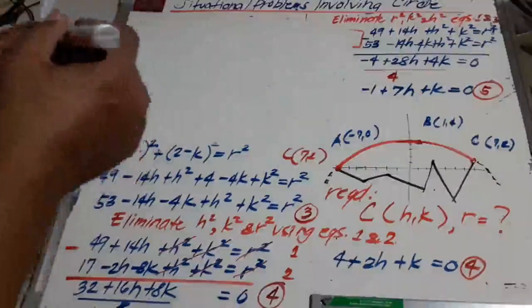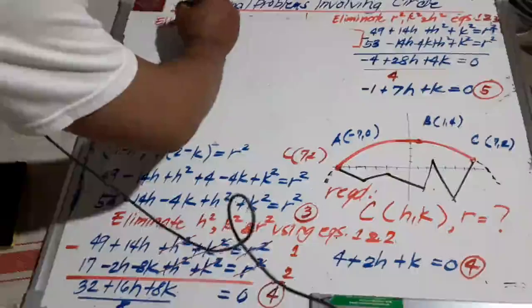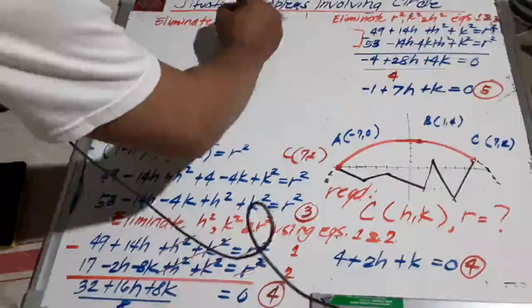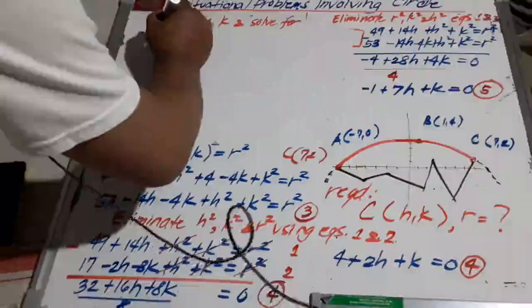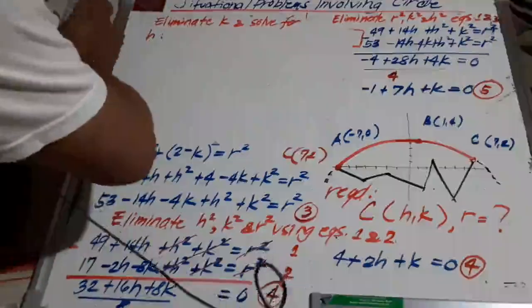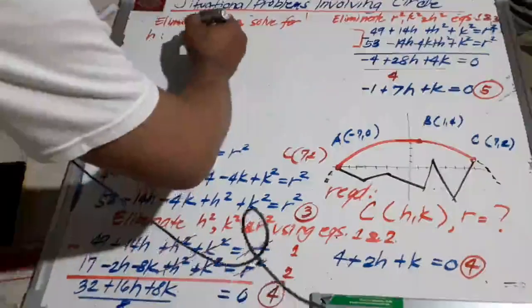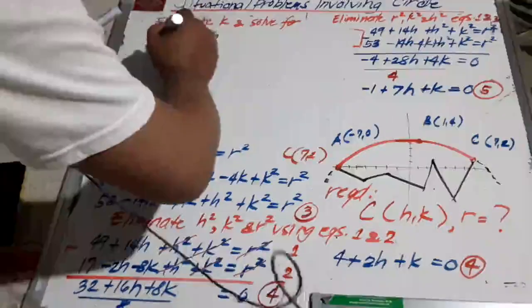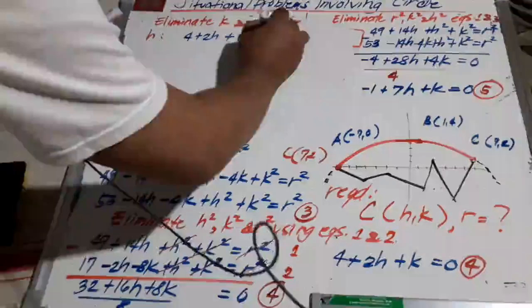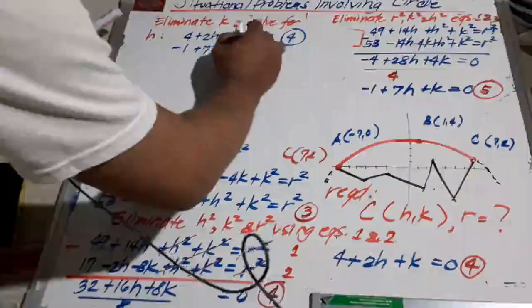Okay, eliminate K and solve for H, using equations 4 and 5. Equation 4 is 4 plus 2H plus K equals 0. Equation 5 is negative 1 plus 7H plus K equals 0.